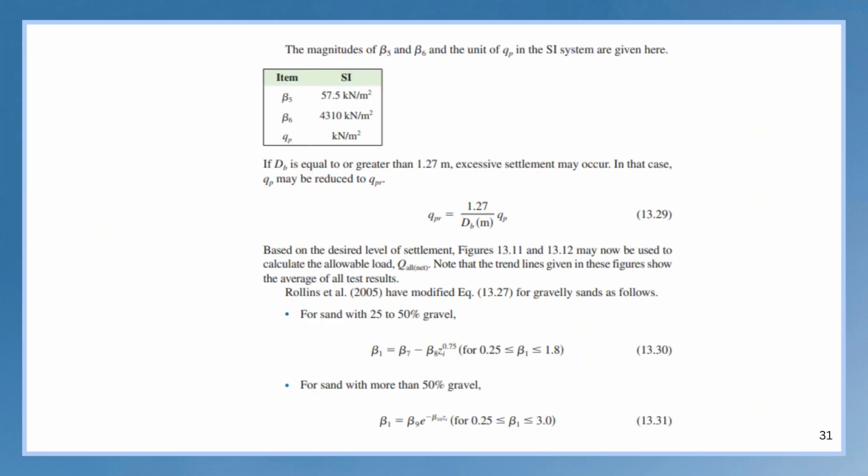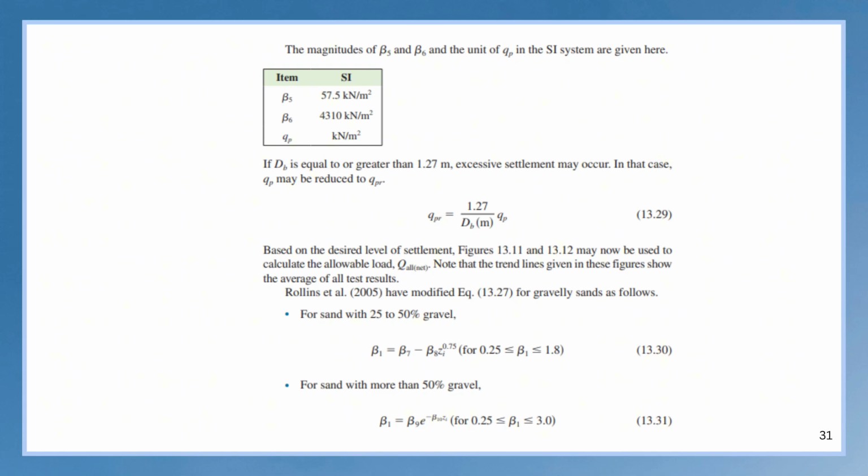Next is equation 13.29, reduction of Q sub P. This equation is used to reduce the point resistance when the base diameter is large. If the diameter exceeds a certain value, excessive settlement may occur, so the calculated base resistance is reduced. This ensures that the design remains safe and realistic.